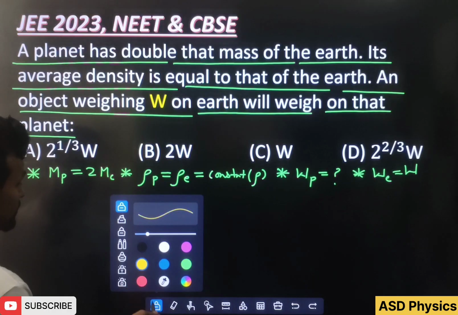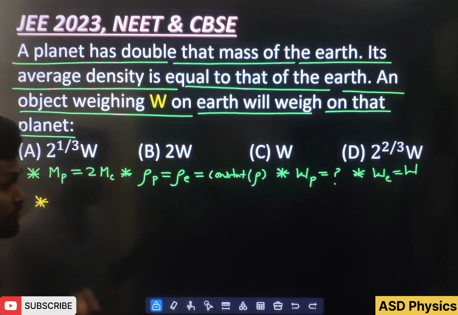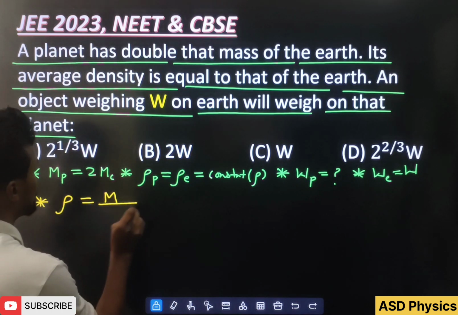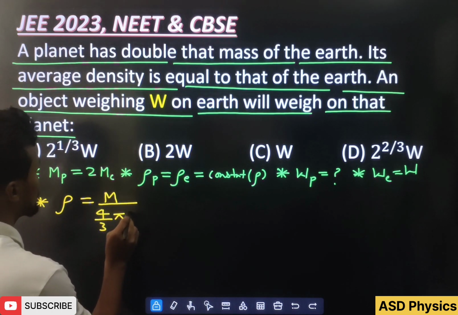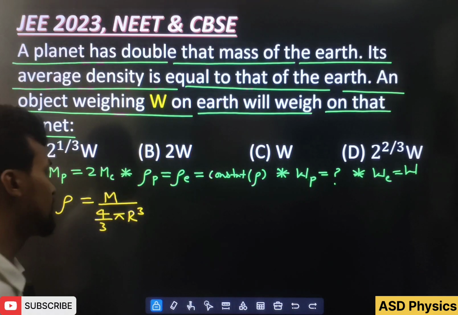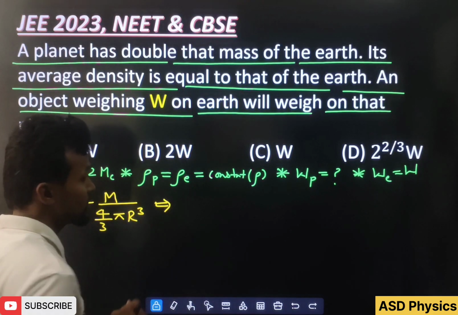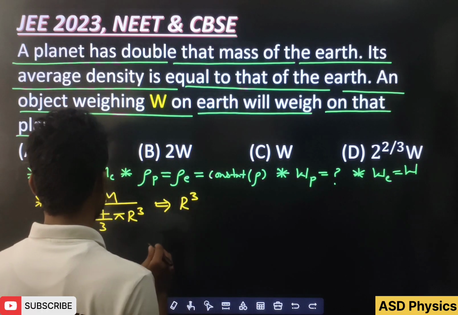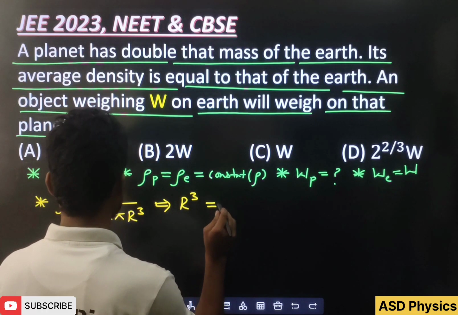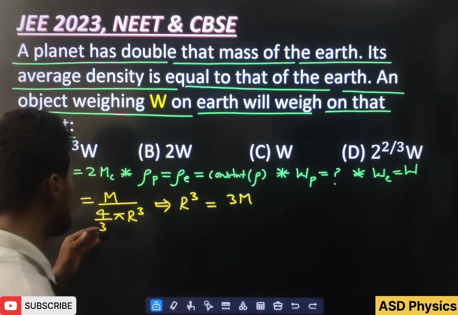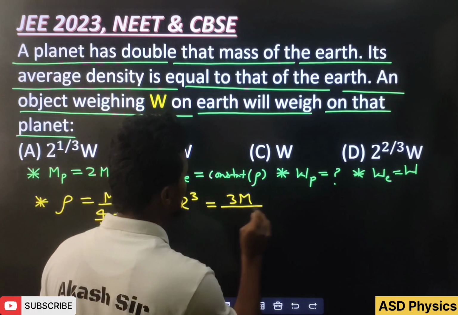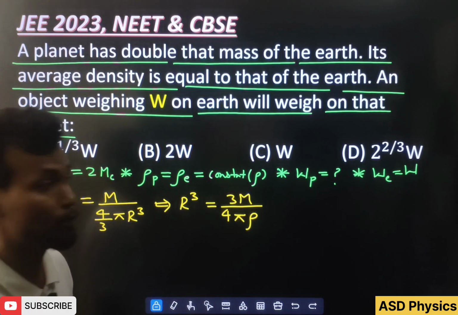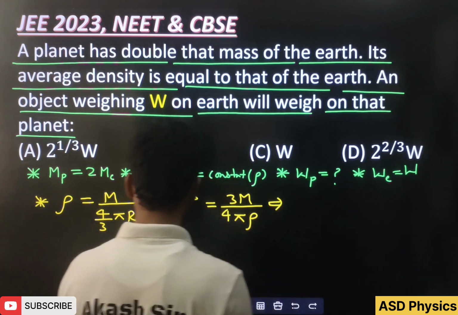To approach this question, remember that we will use a formula. First, let's see the density. Density is equal to mass by volume, and the volume is 4 by 3 pi r cube. In the question they did not mention the radius, so first let's find the radius. We can write r cube is given by 3m by 4 pi rho, since the 3 goes up. So r cube is 3m by 4 pi rho.